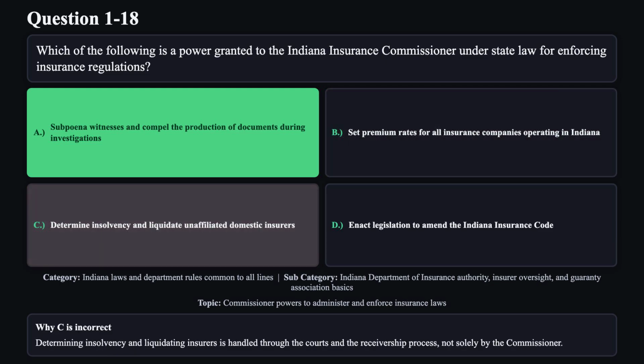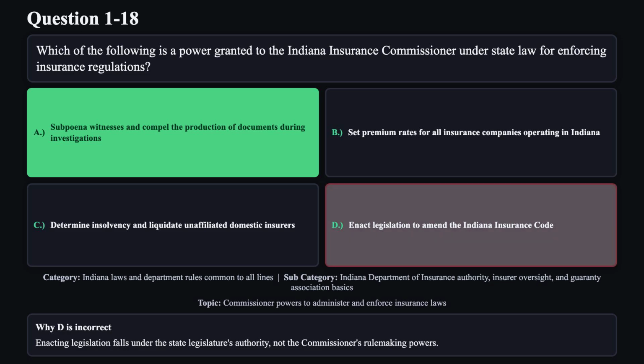Reason C is not correct. Determining insolvency and liquidating insurers is handled through the courts and the receivership process, not solely by the commissioner. Reason D is not correct. Enacting legislation falls under the state legislature's authority, not the commissioner's rulemaking powers.